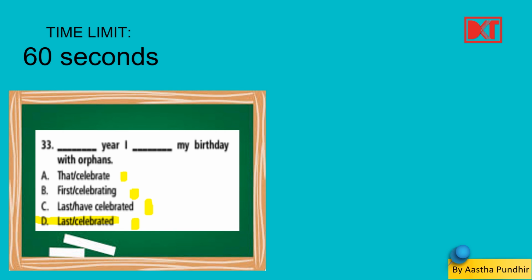First of all, we are talking about the past. So last year and then celebrated is the simple past tense, which means something that has completed in the past, right? Here we have last, but in C we have have celebrated, which is the present perfect form. We are not using present perfect because this action has already been completed in the past. There is no need for using present perfect.